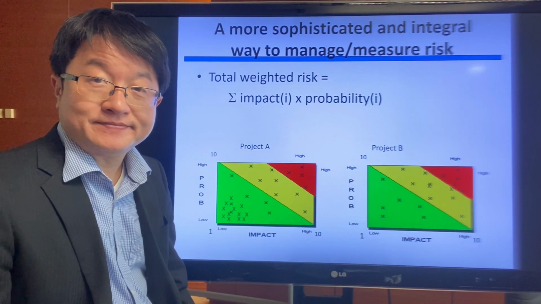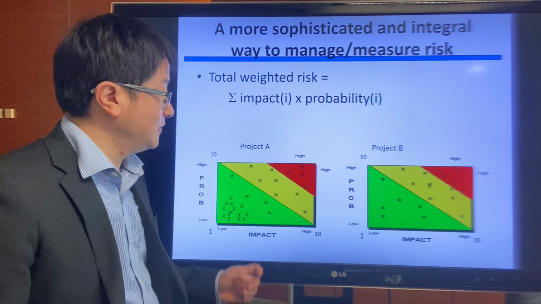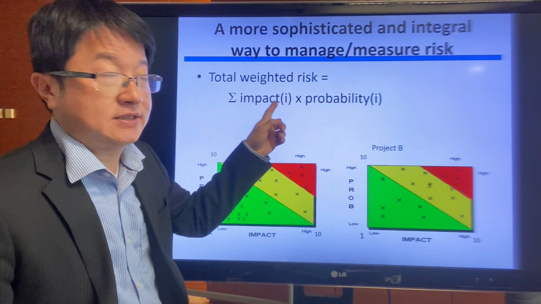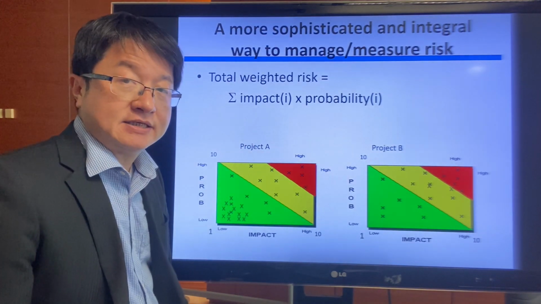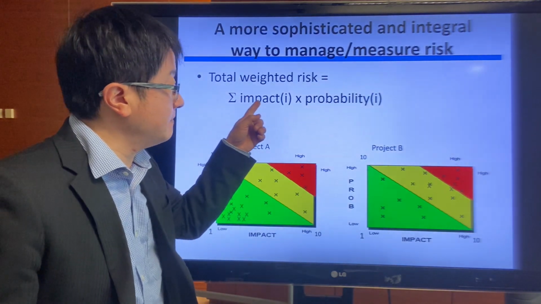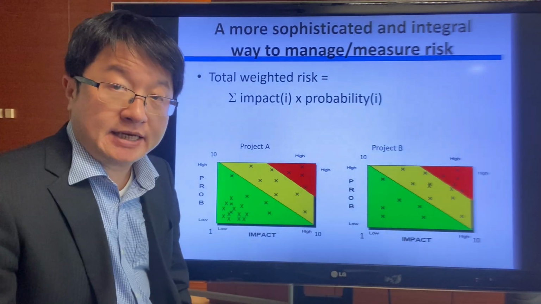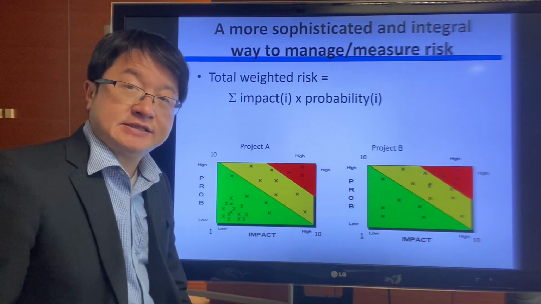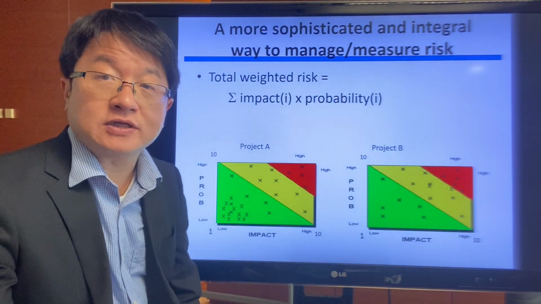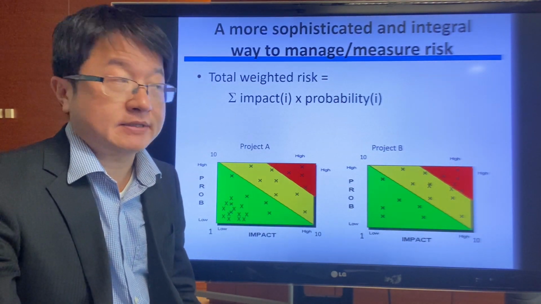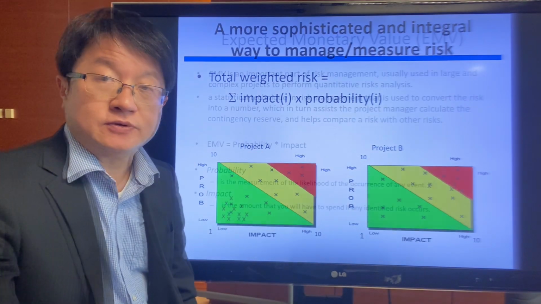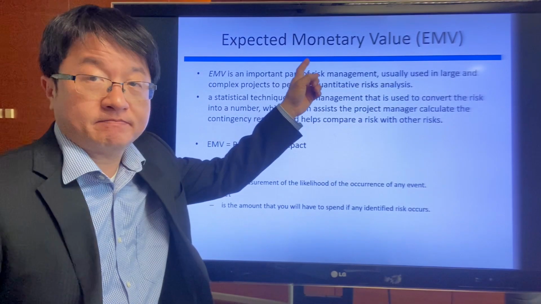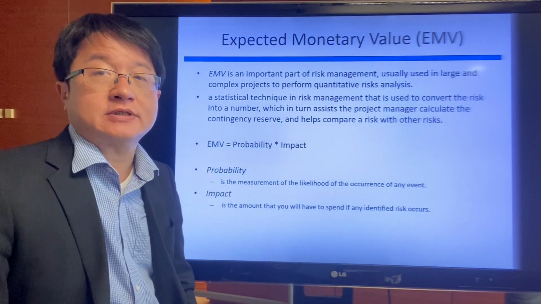Yes or no? Okay, we need to calculate the weighted risk, which is defined as a summation of the impact multiplied by the probability. So we add up the impact multiplied by the probability of each of these incidents, and then we can find out the total risk that these projects may be exposed to. Or we can put in a dollar sign and calculate the expected monetary values of the projects.